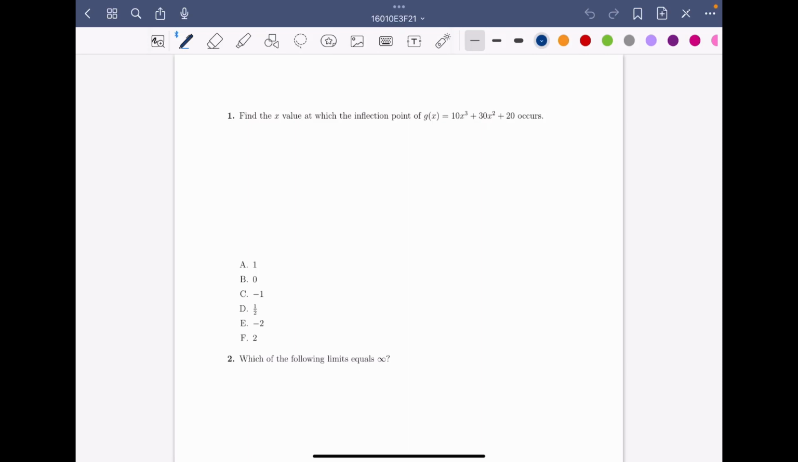Fall 2021 Exam 3 walkthrough for the course 16010. Let's begin. Number 1. Find the x value at which the inflection point of g of x equals 10x cubed plus 30x squared plus 20 occurs.